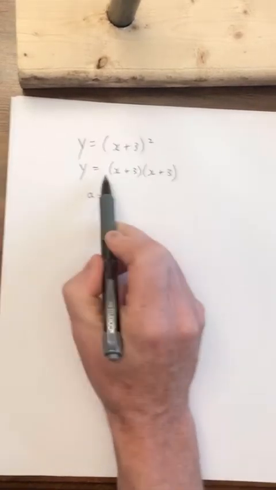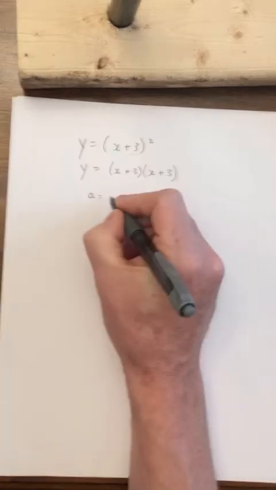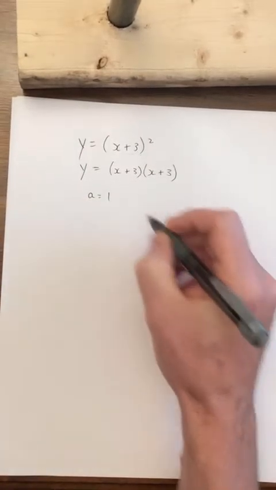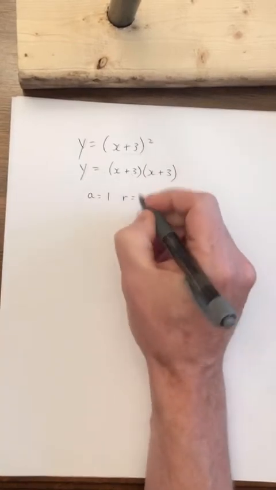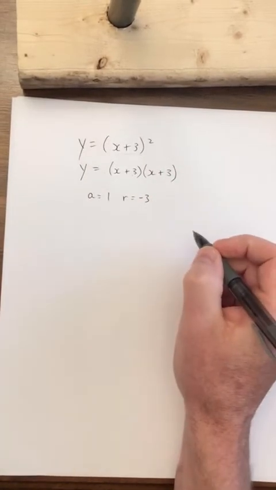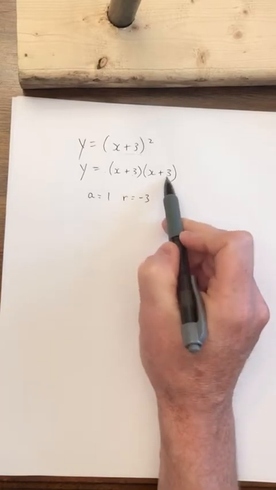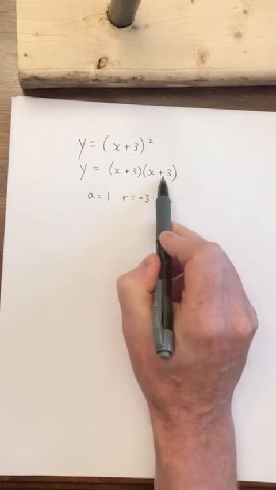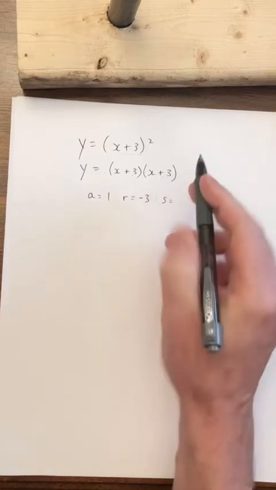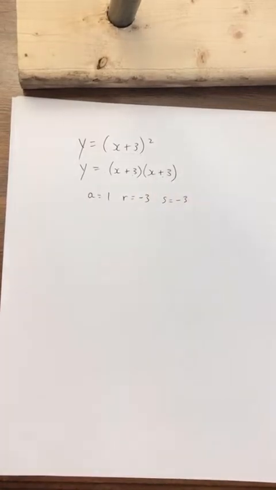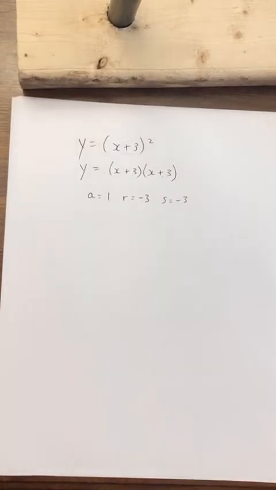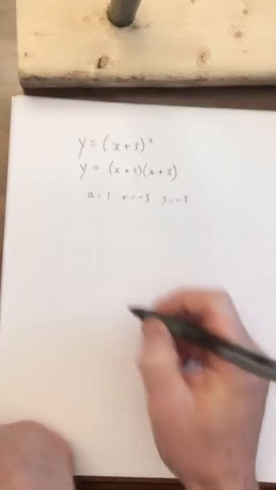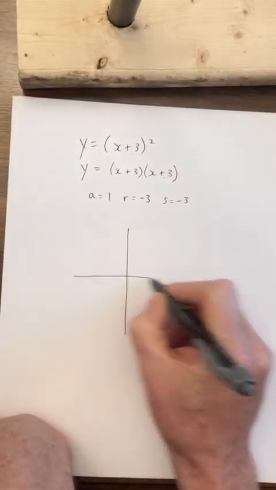Our a value is 1, no stretch or compression. Our r value is crossing the y-axis at -3. And here, our s value, we are crossing the x-axis at -3. Wait a second, what is going on here? We have an r value and an s value that are the same. Well, what we have graphically is this.